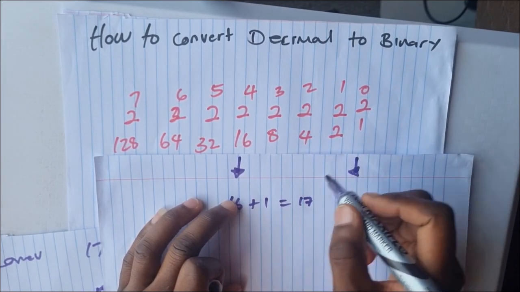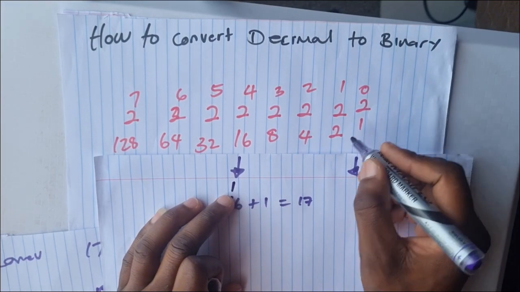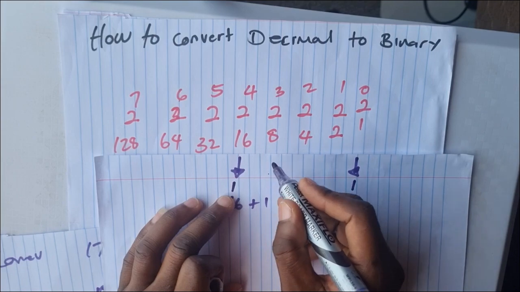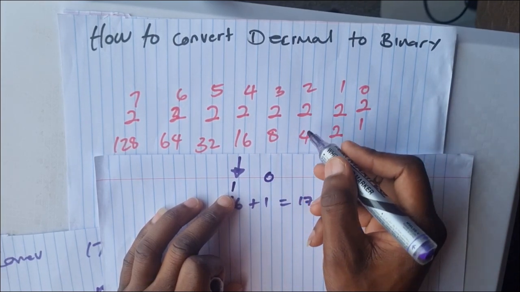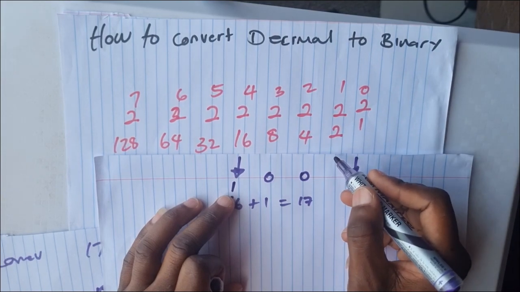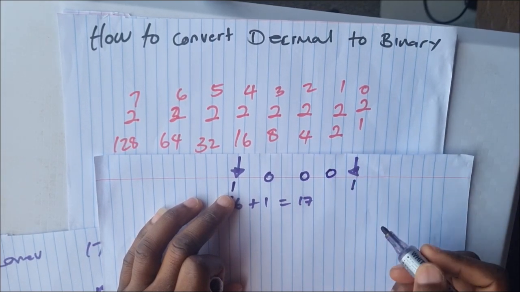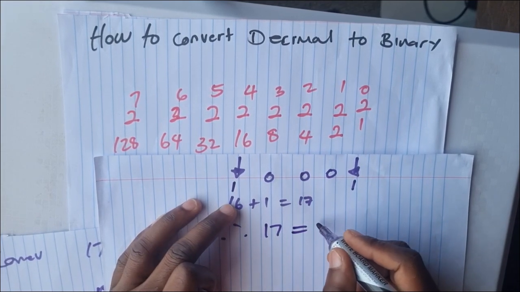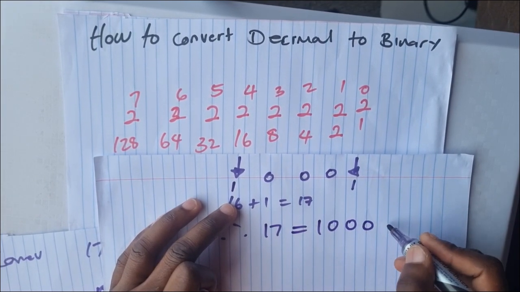Wherever those numbers are added, we put 1. Here we didn't add 8, so it's 0. We didn't add 4 and 2, so it's 0 there. Therefore, 17 is equal to 1, 0, 0, 0, 1.